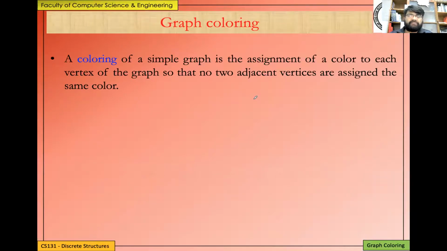A coloring of a simple graph is the assignment of a color to each vertex of the graph so that no two adjacent vertices are assigned the same color. So if you have two vertices that are adjacent to each other, you will want to assign them different colors. And if that is possible, then that is one coloring of a simple graph, right? So if you can assign them different colors so that no two adjacent vertices are assigned the same color, then that is one possible coloring of the simple graph.